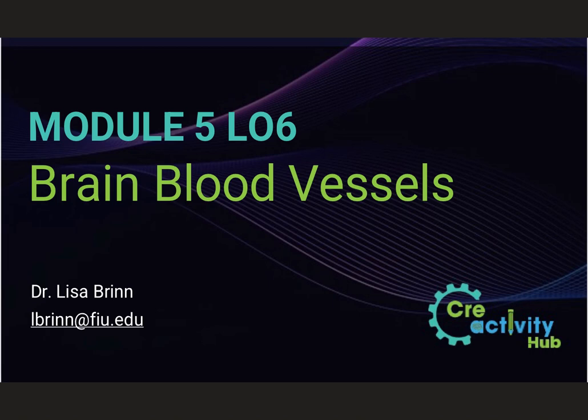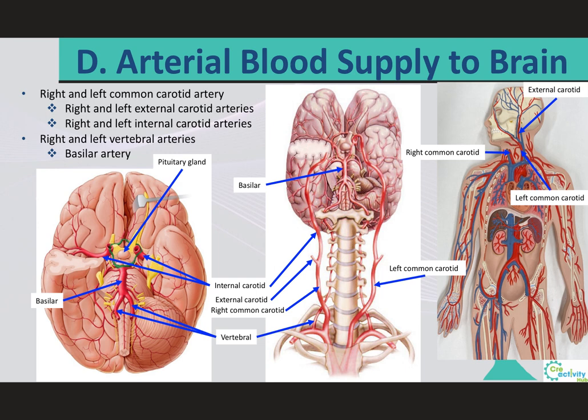Everyone. For learning outcome number 6 of Module 5, we're going to be covering the blood vessels that take oxygenated blood to the brain and then bring the CO2-rich blood from the brain back to the heart. There are a couple of blood vessels that supply oxygen to the brain.